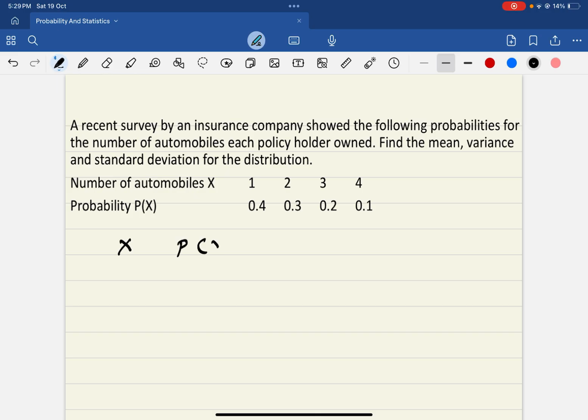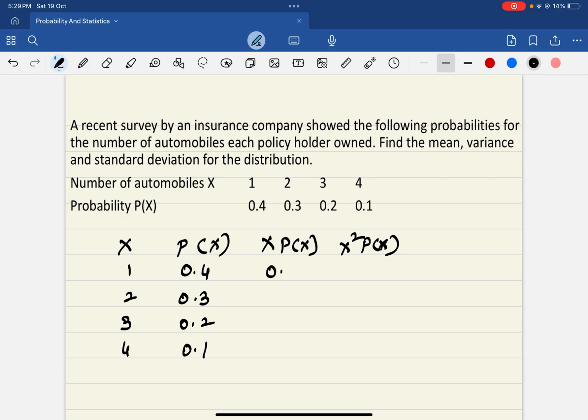But let us do the answer also properly, so that you will never make mistakes here again, because many students make mistakes in finding x p of x and x square p of x. That means they may write x p of x the whole square, which is not correct. I don't want the students to make such silly mistakes. So the probability of x is 0.4, 0.3, 0.2 and 0.1 is given. So x times p of x is 1 times 0.4, 2 times 0.3, 3 times 0.2, 4 times 0.1. Now x square times p of x. Please understand, it is not x p of x the whole square. You just multiply this x with x p of x, which gives you this value.